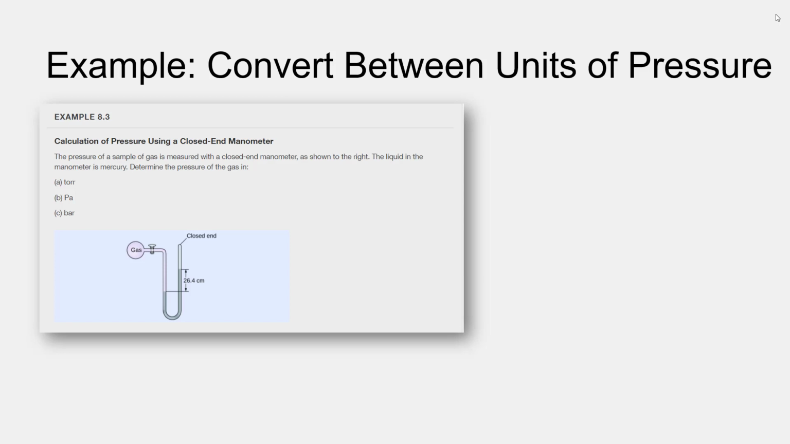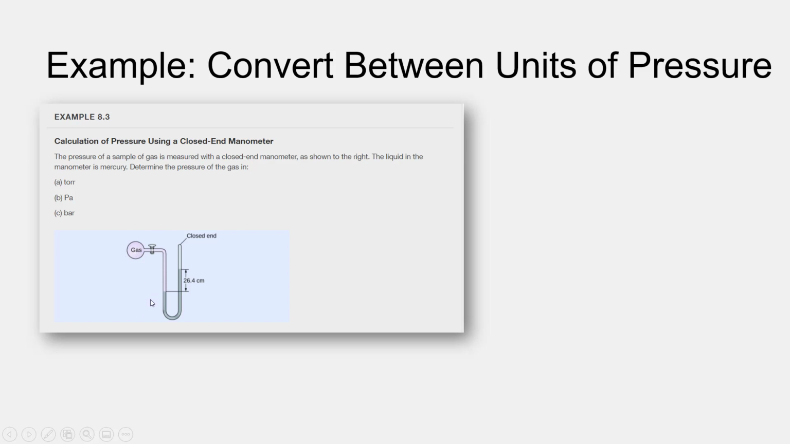So lastly today, we are going to talk about converting between units of pressure in the context of measuring pressure. And we're going to talk about the measurement of pressure using a closed-end manometer. So remember, a manometer, even though it looks like a unit of measurement, like a nanometer, a manometer is more like a barometer. It's a device for measuring pressure. And specifically, a manometer is used to measure the pressure of a trapped sample of a gas.